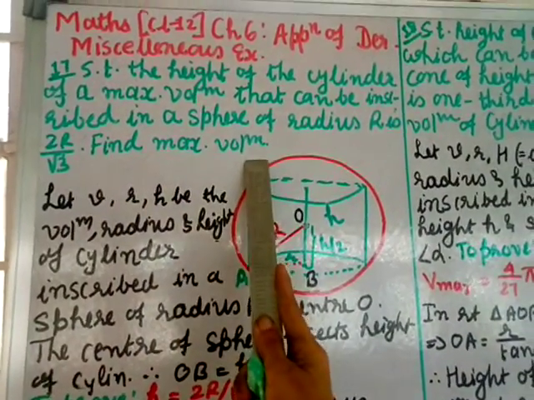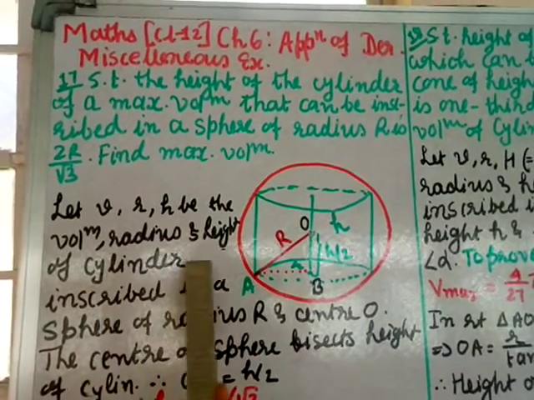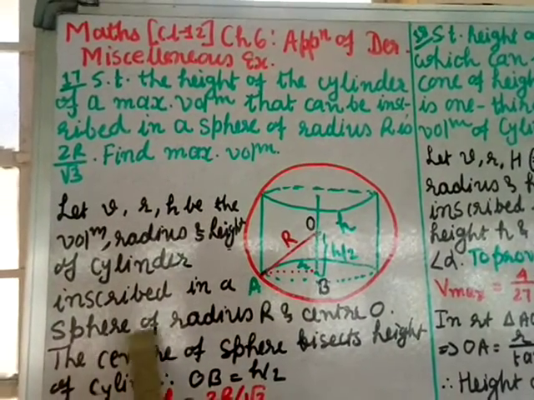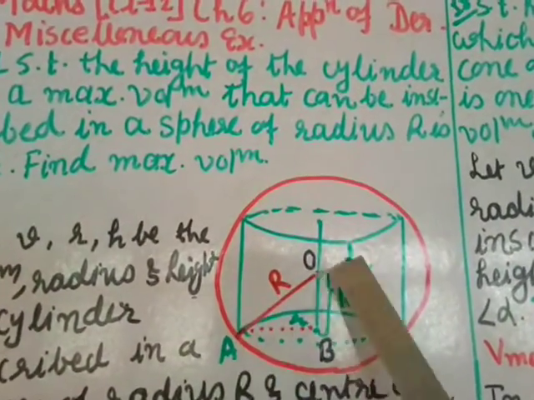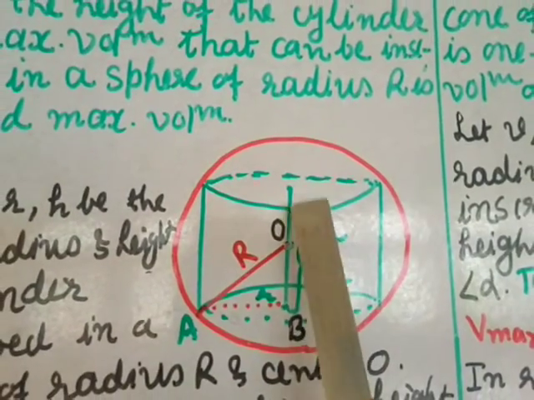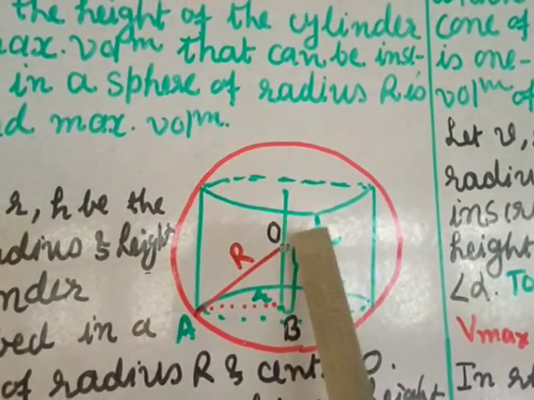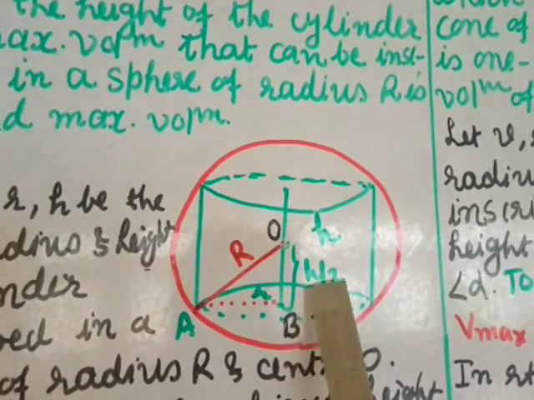Find maximum volume. Let V, r, h be the volume, radius and height of a cylinder inscribed in a sphere of radius capital R and center O. This is the sphere. The radius is capital R, the center is O, and this is the cylinder which is inscribed here. The height is h. The center of the sphere will bisect this height. So height is h, then from O to B will come h by 2.